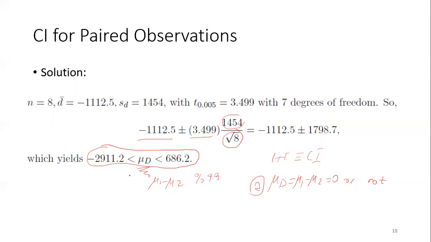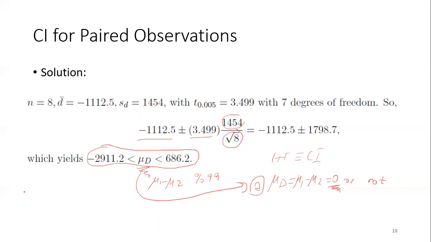So by just looking at this confidence interval, you can say that this 0 is in the confidence interval. Hence, you cannot reject the hypothesis because you are 99% sure that mu d is in this interval, right? Hence, this interval contains 0. So with 99%, you can say that mu d may be equal to 0. Since the 0 is included in the interval, you cannot reject the hypothesis.